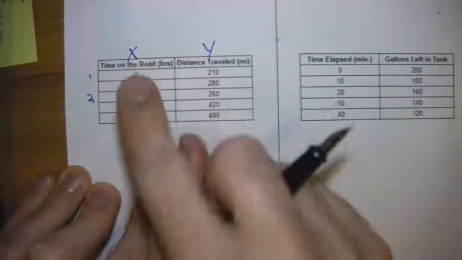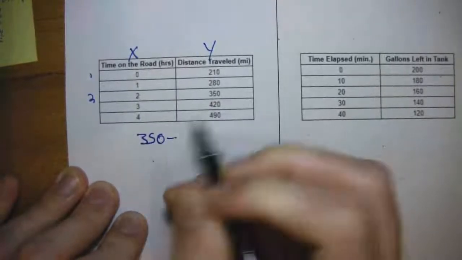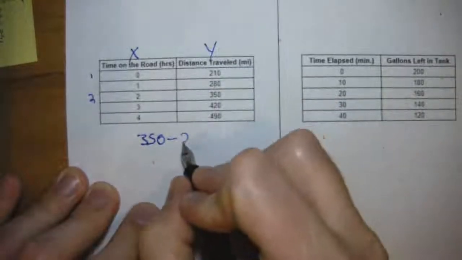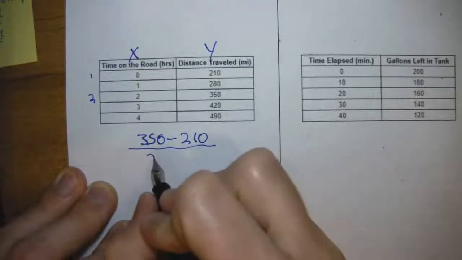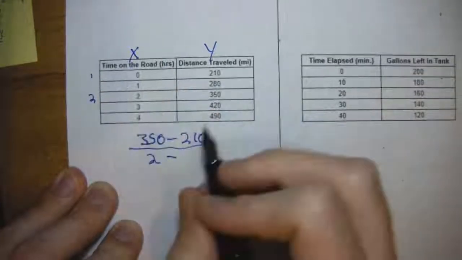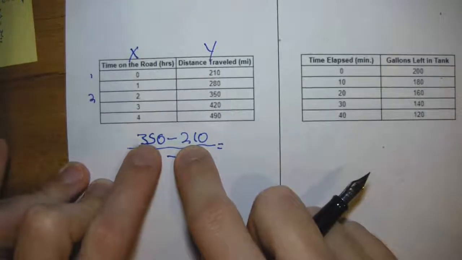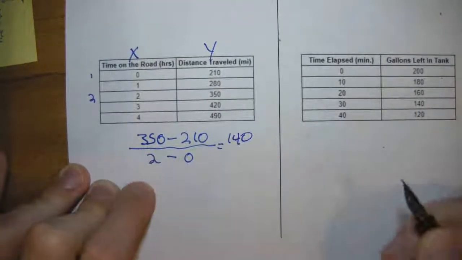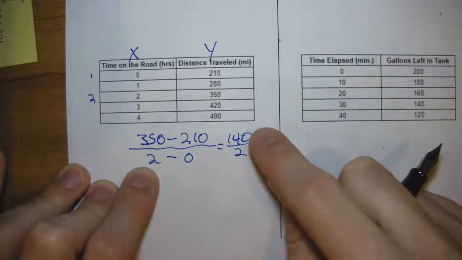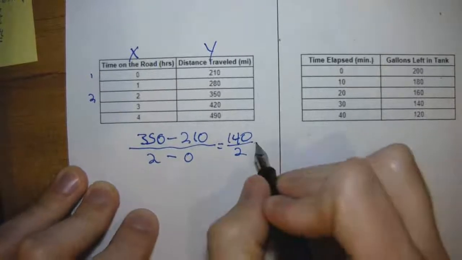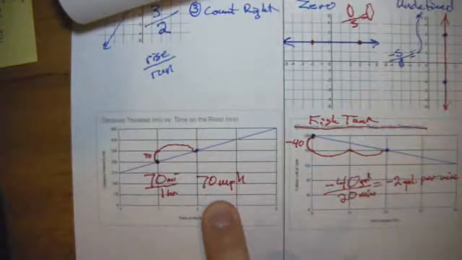So, x's and y's. y2 is 350. Subtract y1, so 210. x2 happens to be 2. And x1 is 0. All right? 350 subtract 210 is 140. 2 subtract 0 is 2. 140 divided by 2. What do you know? 70. That's the exact same answer we came up with here.